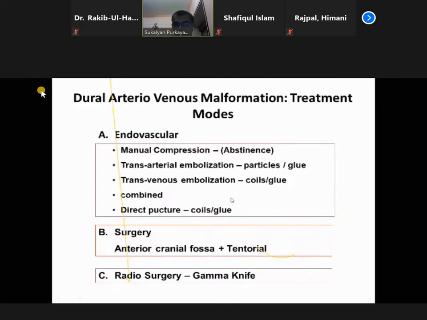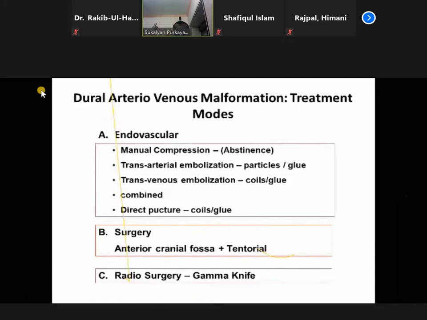Everyone has to admit that, because after the introduction of Onyx in the market, treating a dural fistula used to take probably 6 hours, 7 hours. I remember one or two cases in my initial days in Sri Chitra where we treated for 16 hours, 18 hours, going to each and every arterial feeder and embolizing with glue, which is difficult.